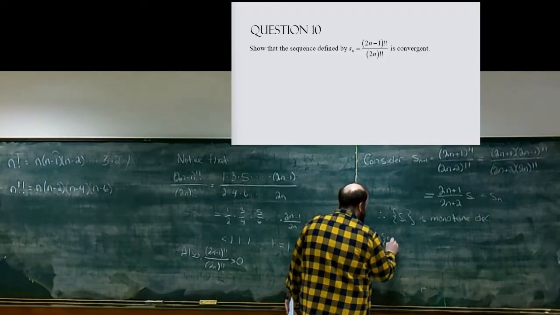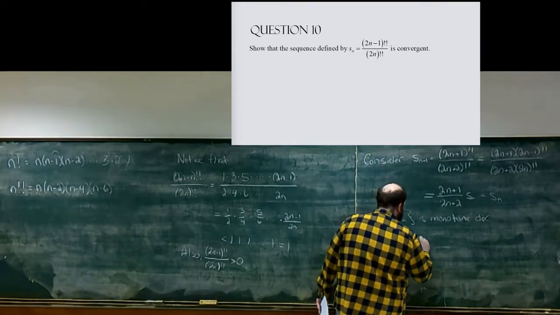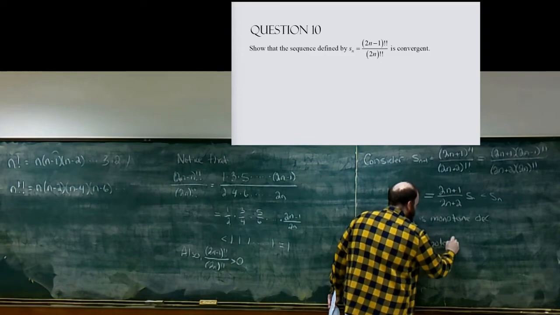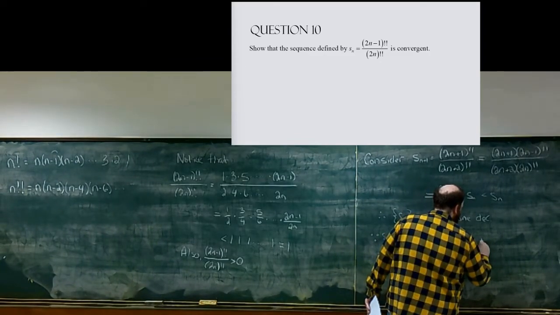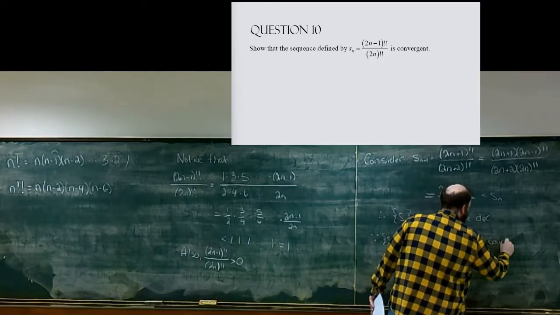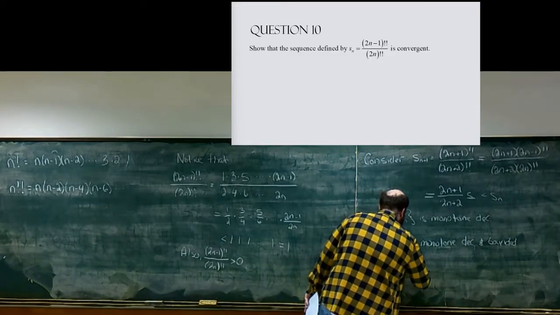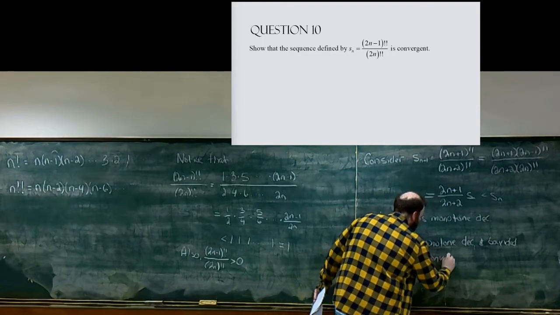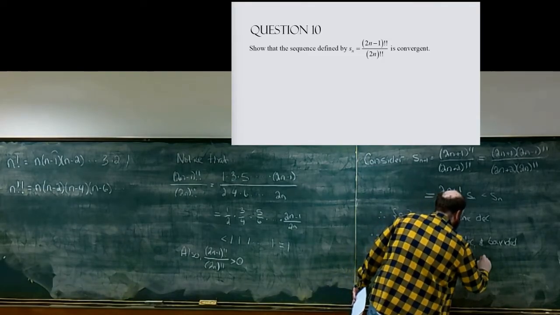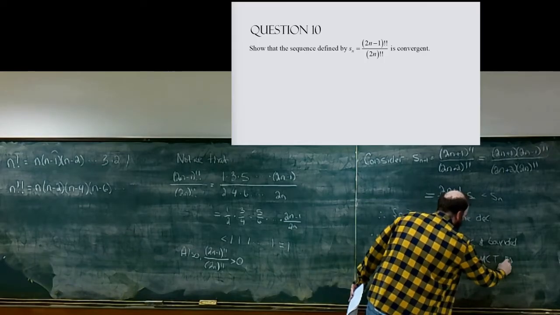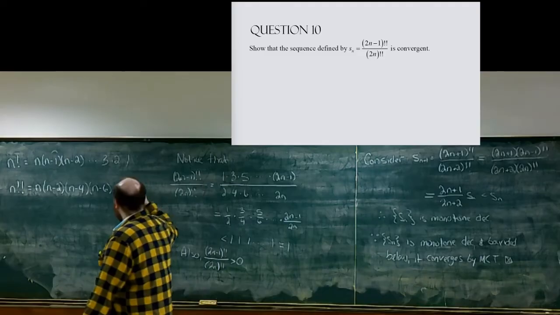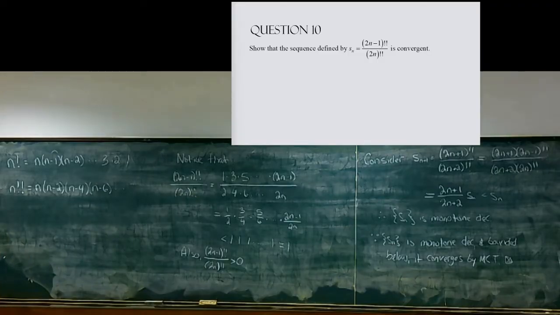So since s sub n is monotone decreasing and bounded below, it converges by the monotone convergence theorem. Finding out what it converges to, like I said, generally is a whole other process.